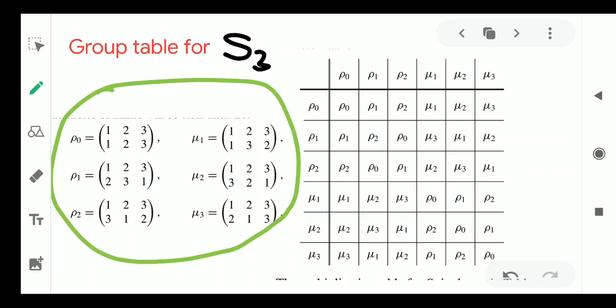Here is a group table. Group table is already discussed. So this being identity, everywhere you can see the element. Here is the composition operation. Rho naught composition rho naught is rho naught. Rho naught composition rho 1 is rho 1. Rho naught composition rho 2 is rho 2, like that. So these are all same.